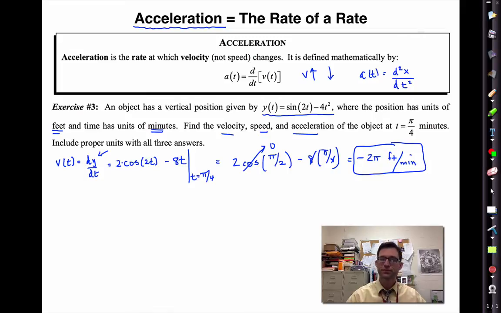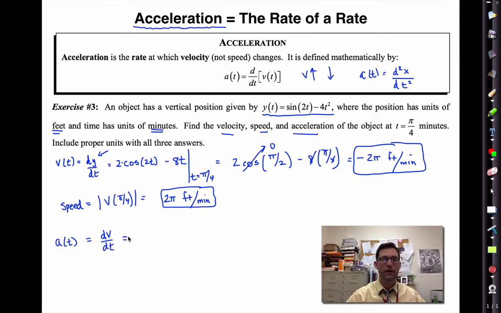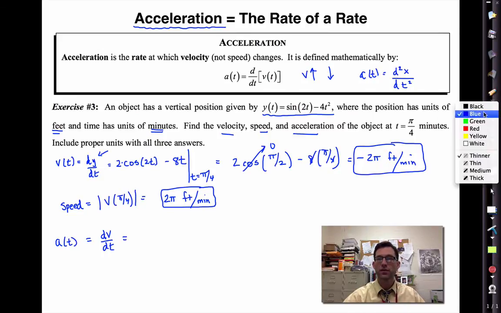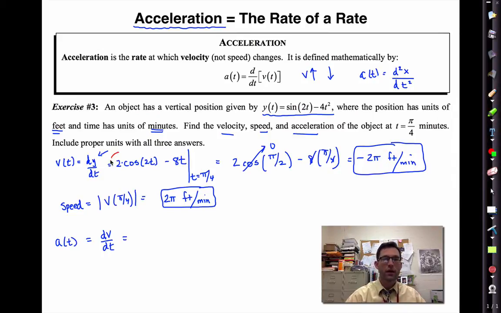Fair enough? All right. The speed, of course, that's very simple. Speed's going to be the absolute value of v of pi over 4. So that's going to be a positive 2 pi feet per minute. All right, let's talk acceleration. So the acceleration is going to be the derivative of velocity, dv dt. Now remember, let me circle it in red so that it really stands out. Here's our velocity function.